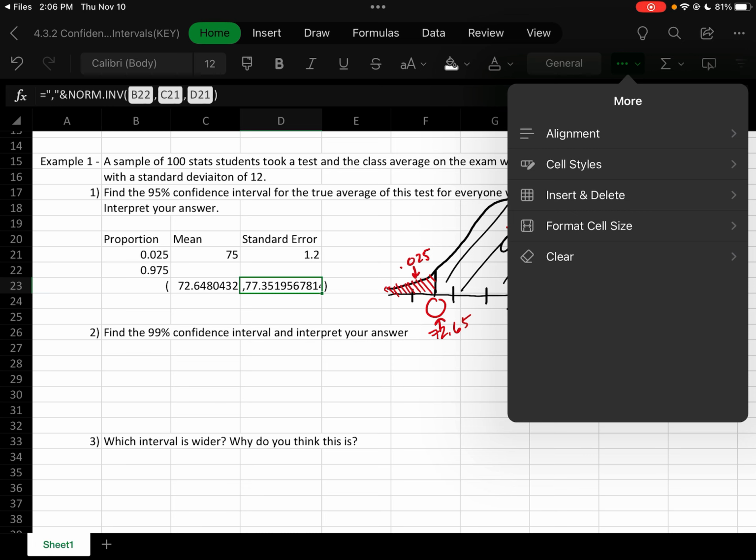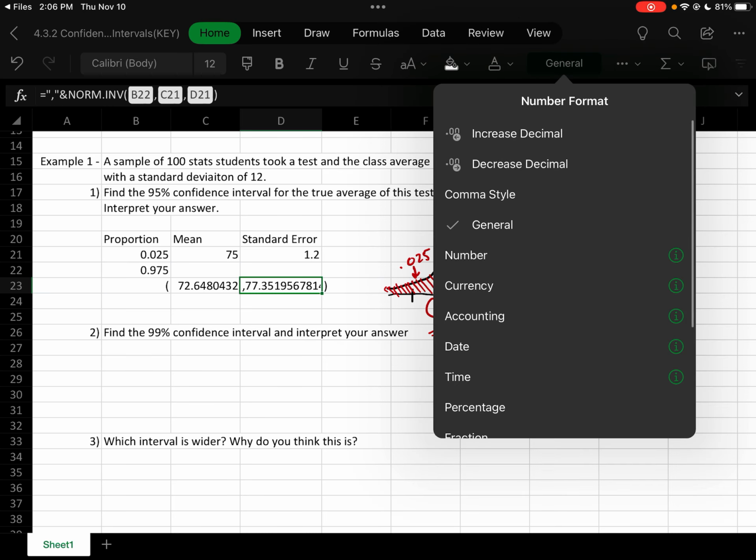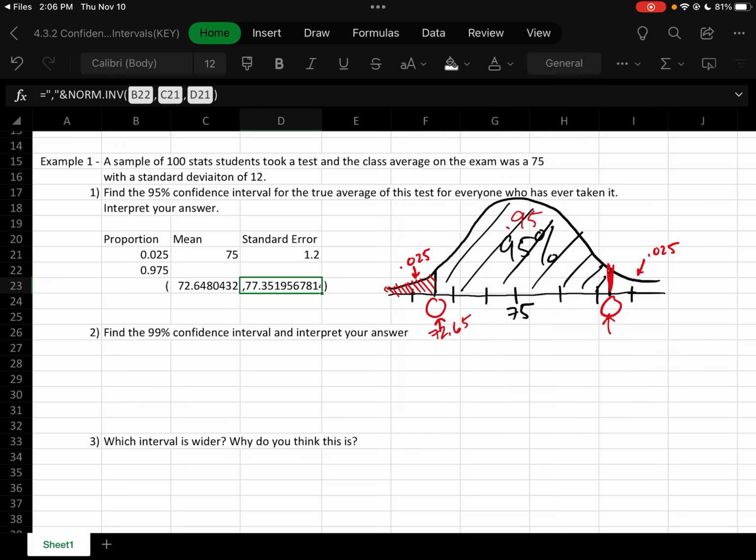I don't know if I'm going to be able to find it. Oh, decrease decimal places. I don't think you can do it because of the way that I've formatted this.